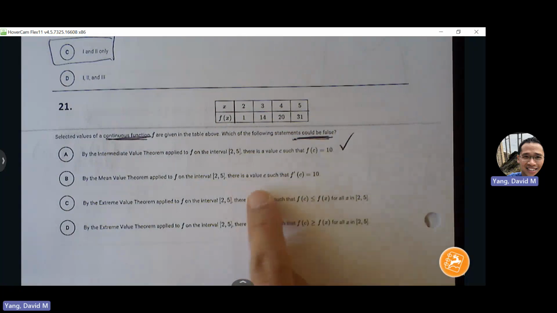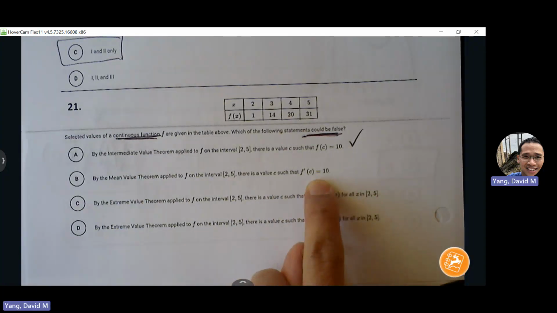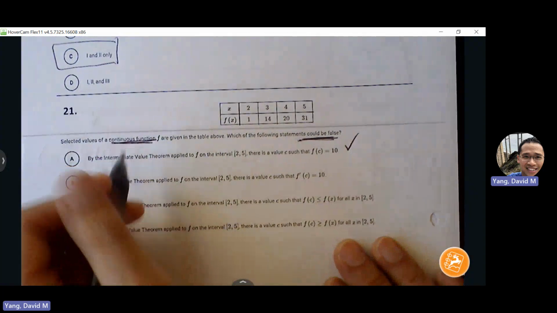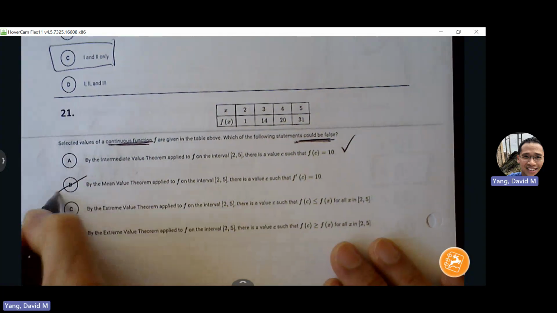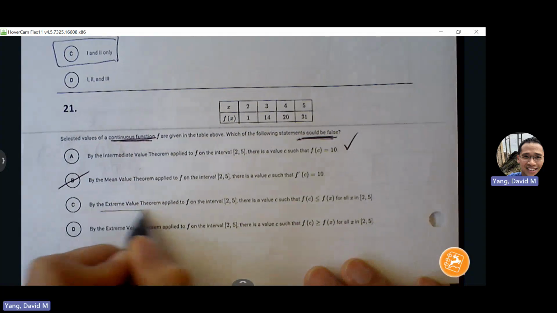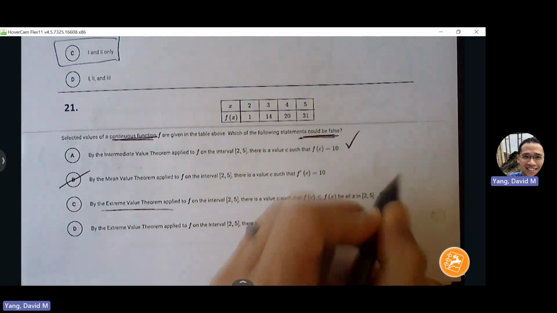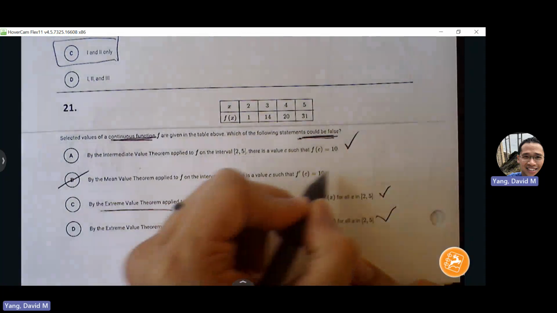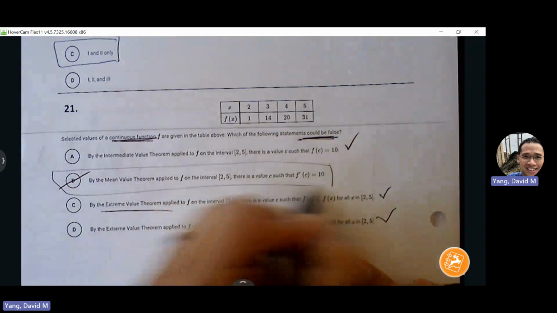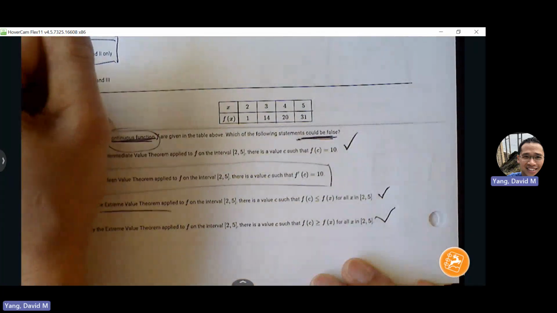By mean value theorem, there's values such that f prime is equal to 10. There's no mention of differentiability, so if it's not a smooth curve, mean value theorem can't apply. EVT applies if a function is continuous. It's just the B that could be false because we have no mention of differentiability.